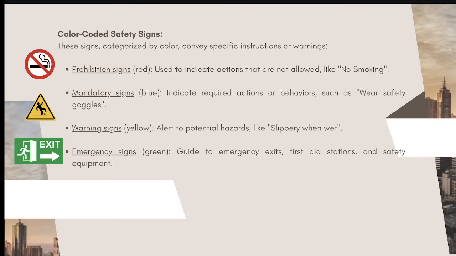First is the prohibition signs. This is usually red, used to indicate actions that are not allowed, like no smoking or another red warning.